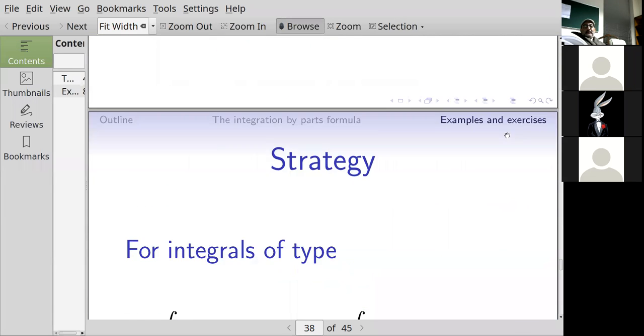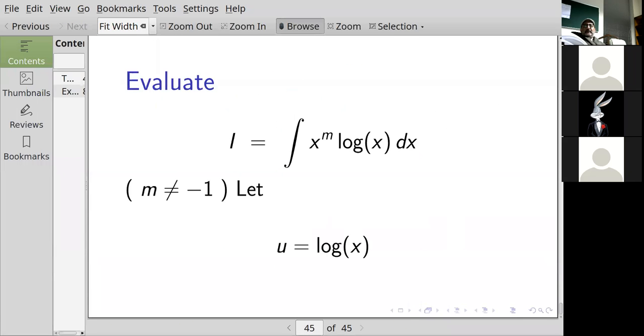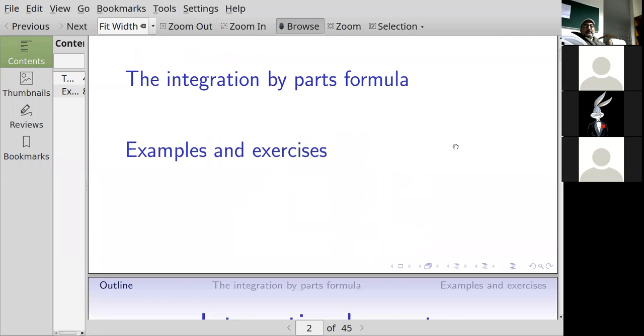Okay. All right. Are there any more questions before we go on to the next part? Yeah. Sir, could you please explain how this rule was derived just one more time? Yeah. Using that product rule. Okay.